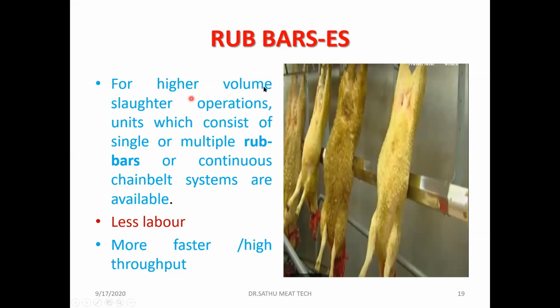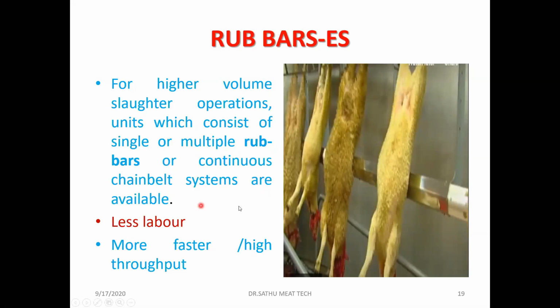For higher volume, that is, if the number of animals slaughtered is more, then we go for this type of rub bar electrical stimulator. You can see the bars here, they will be electrified, and the current will be passing and stimulating the carcasses. For higher volume slaughter operations, units consisting of single or multiple rub bars or a continuous cabinet chain belt system are available. Less labor is involved, it is faster, and the throughput is high. You can do the electrical stimulations quickly, and many animals can be stimulated at a time.